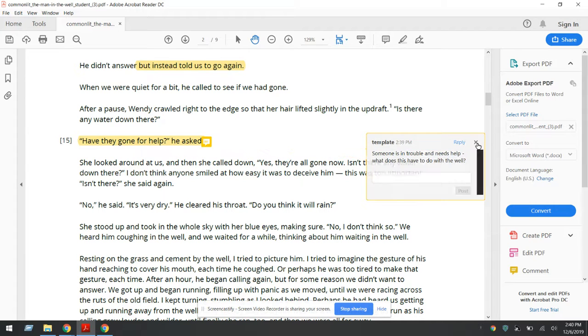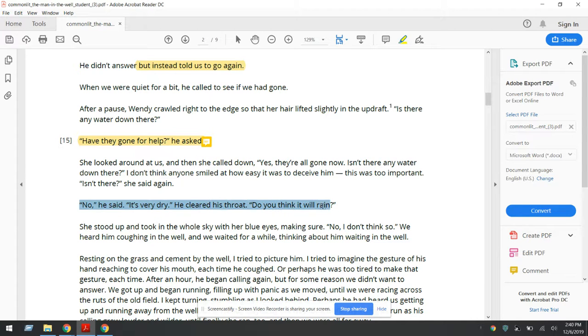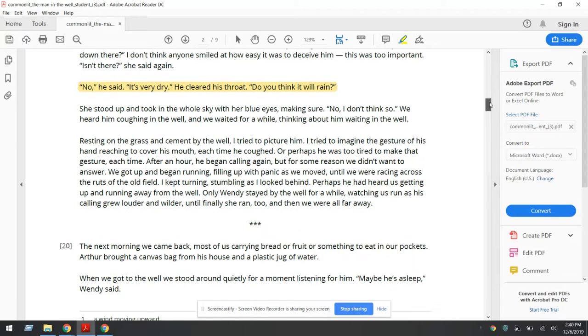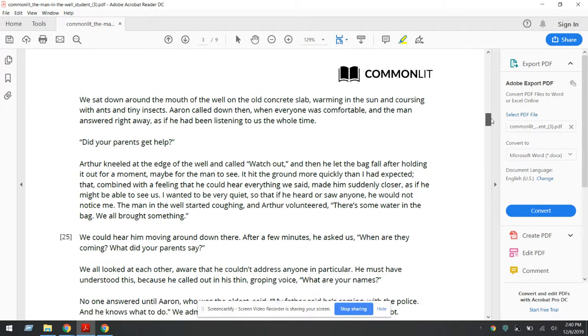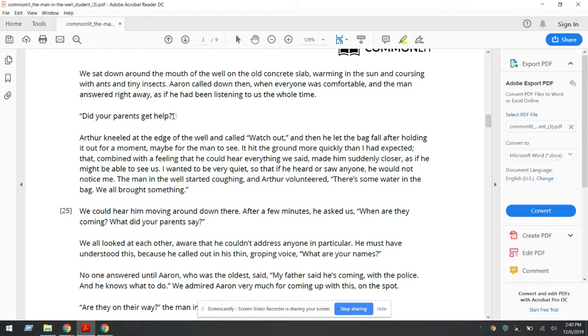Okay, so here's the one he said. He cleared his throat. Do you think it will rain? Okay. So I'm looking for quotes, but it says maybe he's asleep, so that's somebody else speaking, so I'm not going to highlight it. I'm not sure if this was him or not. He asked us, here we go. When are they coming, did your parents say? Okay, so obviously it's taking a while to get help.